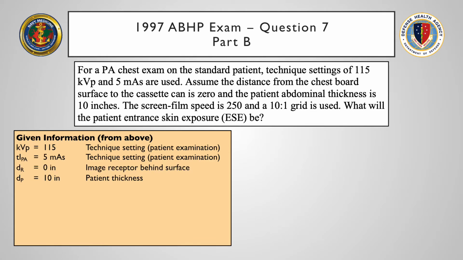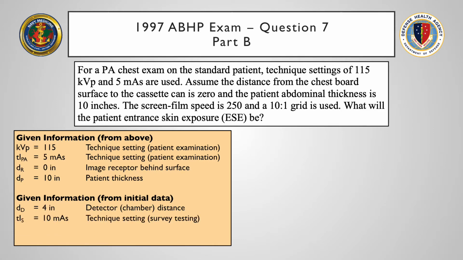Now, from the given information from the initial survey data, we already know that the detector distance is 4 inches, that the survey techniques were all taken at 10 mAs, and using the 115 kVp setting, we know that the exposure measured is 264 milliroentgen. Now, this is a different diagnostic exam. It's a PA chest exam, so we have to get that different source to image distance, which is 72 inches.